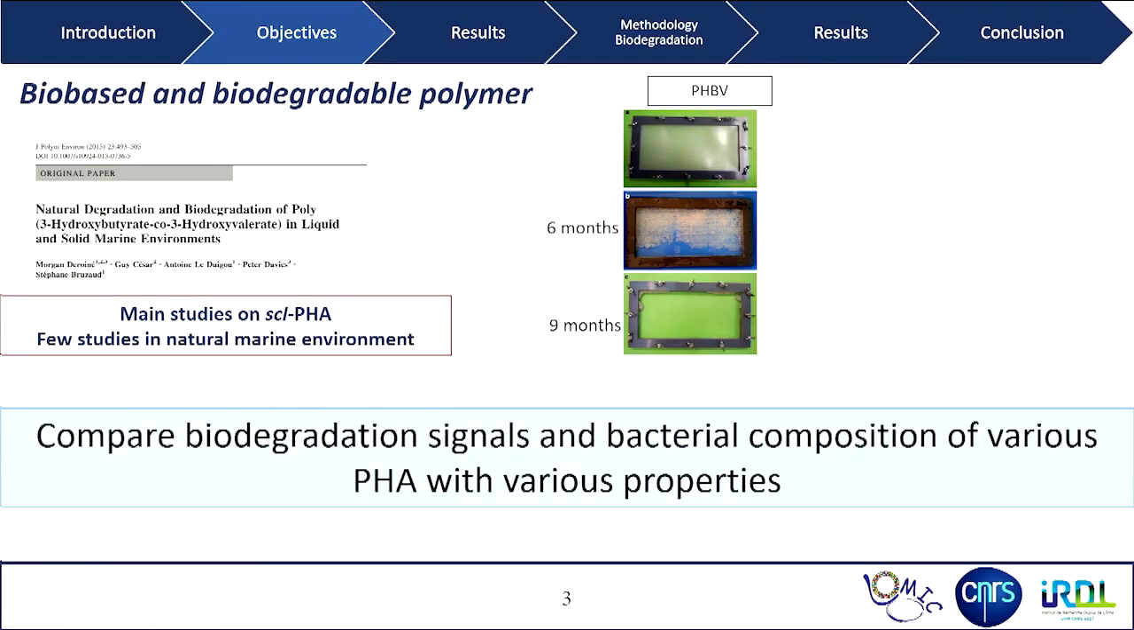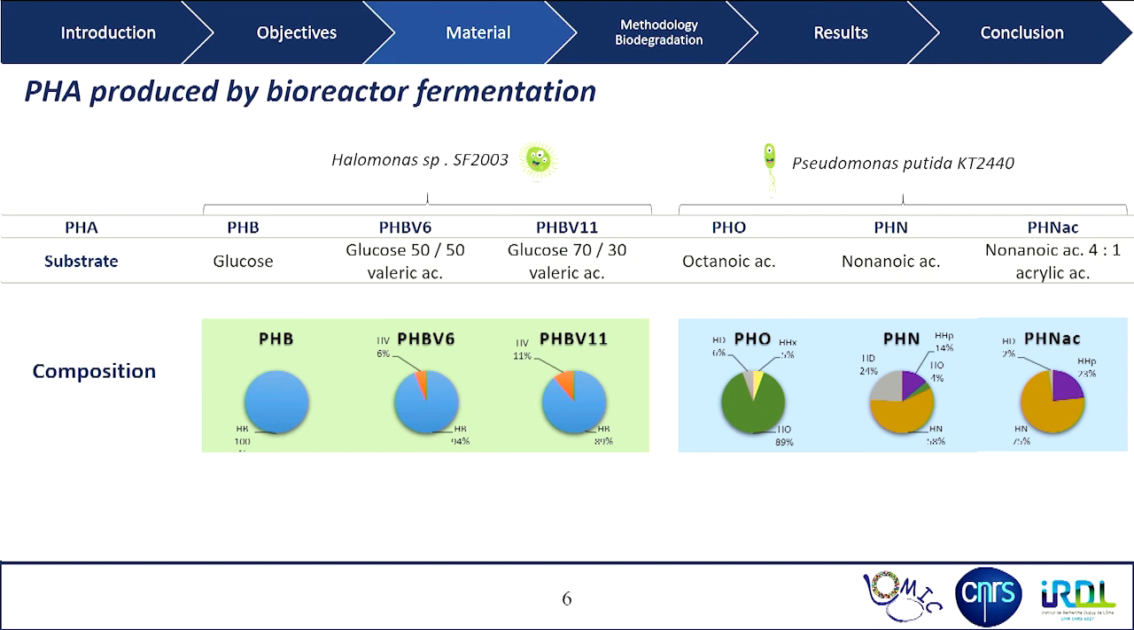So in this study, we aim to compare biodegradation signals and bacterial composition of various PHA that displayed various characteristics and properties. To do so, we had to produce different PHA, a set of PHA with various properties. So we produced the PHA by bacterial fermentation in bioreactors in Lorient. For the short-chain PHA, we used Halomonas, a species that is coming from Iroise in Brittany, and different substrates, different carbon sources, so they can accumulate the PHA.